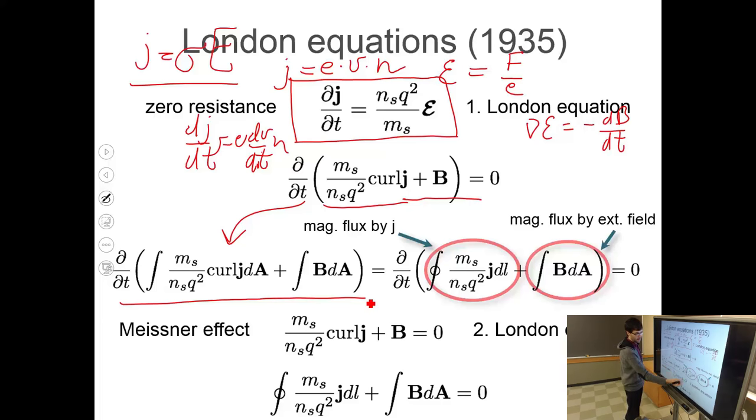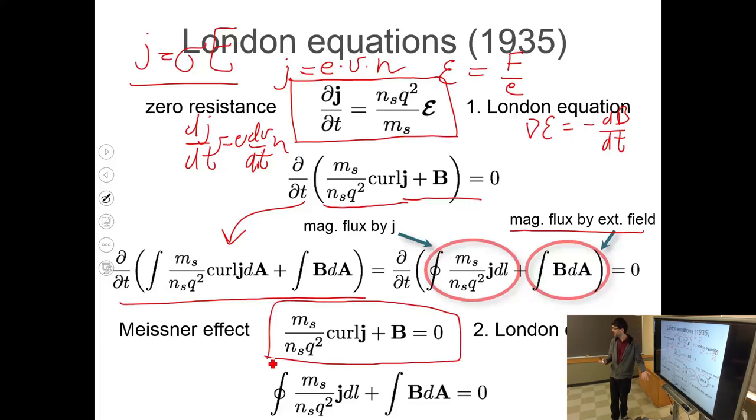So this is flux. And the first term is also flux, but due to circulating current. And you can see that for this to always be true, the two terms have to cancel each other. And so you arrive at this second equation, which essentially is the Meissner effect, which shows that you have perfect screening. So flux created by the current is exactly equal to flux created by the field in the same area, or in the same volume.